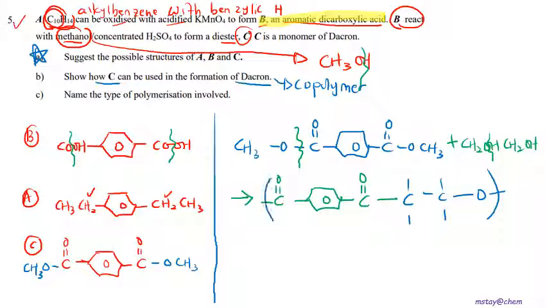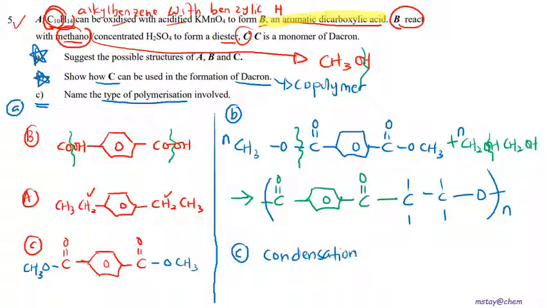Since we want to form the polymer, we have to have a small n over here, and in front here we also add the small n. So this will be the answer for question B. Now next we go to question C. They ask us what is the type of polymerization. Because we are combining two monomers with elimination, this one is condensation polymerization.